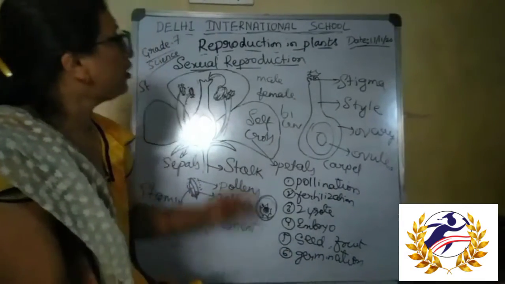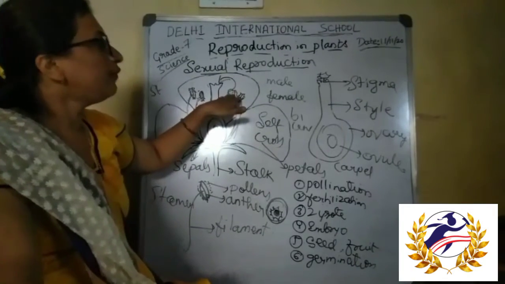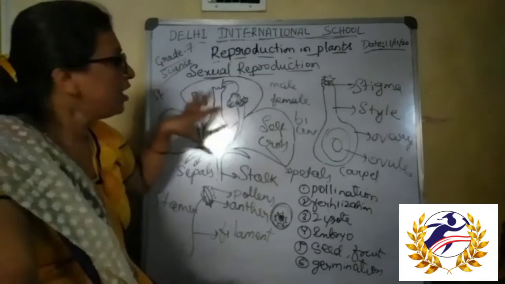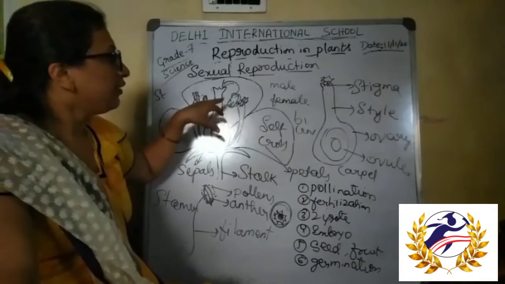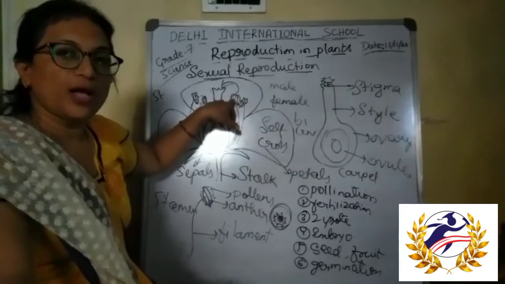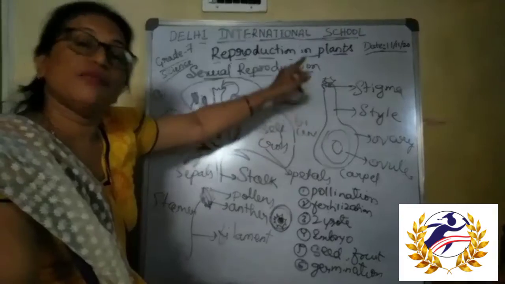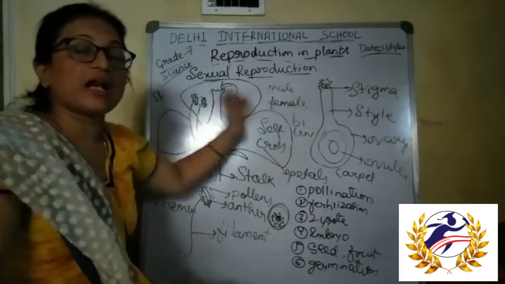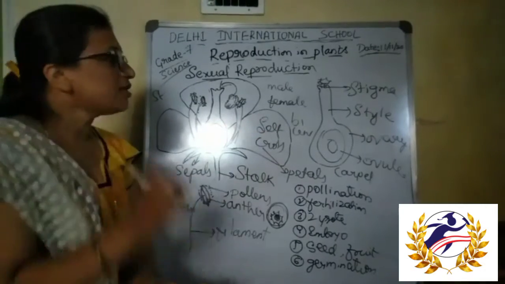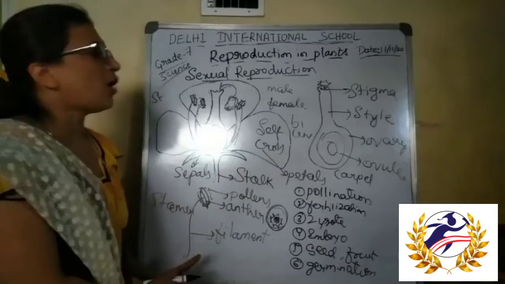So transfer of pollen grains from the anther to the stigma of the same flower, same plant, is called self-pollination. If the transfer of pollen grains takes place from the anther of one flower to the stigma of another flower of the same plant or another flower of another plant, then it is called cross-pollination. Okay, so after pollination what happens?